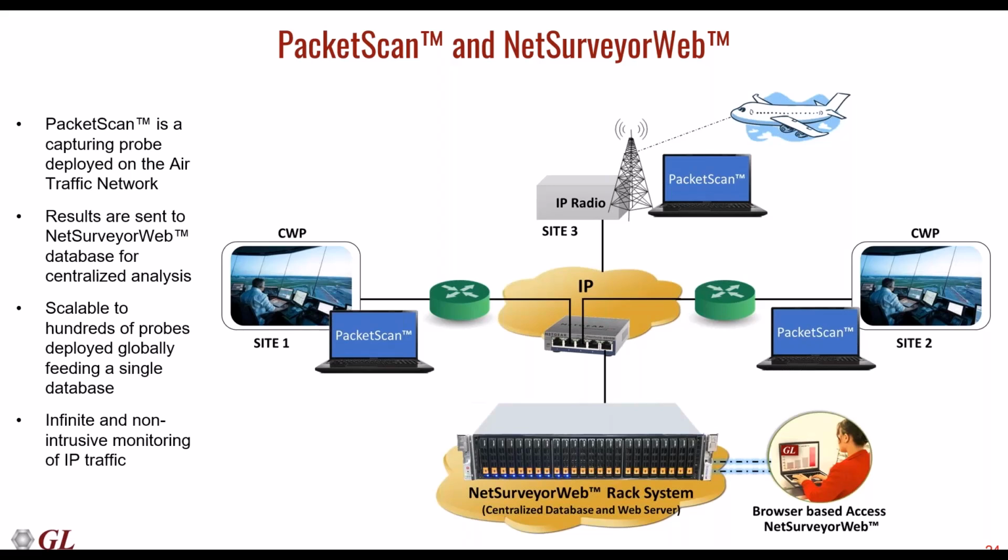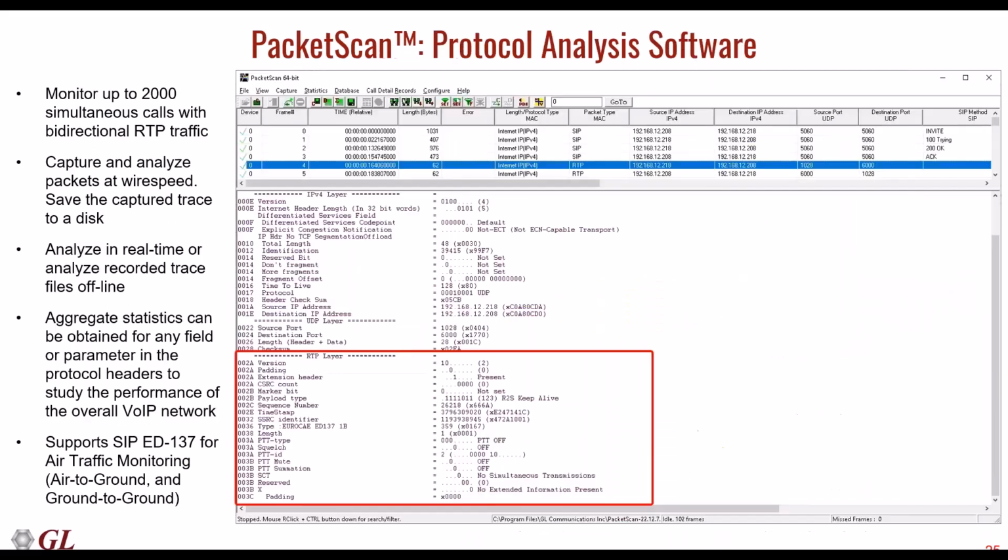Net Surveyor Web is the web application which allows us to monitor multiple probes running in the geography. So we can have multiple probes which can hook up to the single centralized database, and thereby monitor the entire ATM network. And packet scan can capture the traffic infinitely, and all the traffic will be captured non-intrusively.